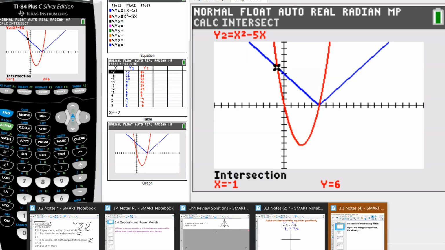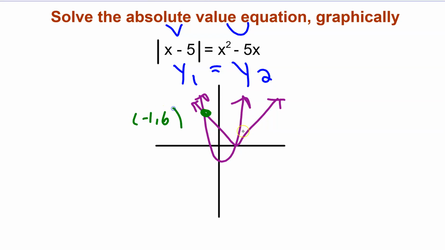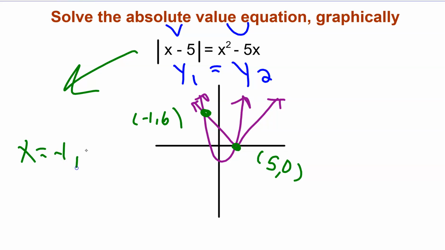So I'm going to go back to here and put these on here. And then that's going to loop down like that. I want it to be pretty good on my graph. It's not going to be perfect, but you should have it pretty decent. So this one right here is going to be negative 1, 6, and this one right here is going to be 5, 0. So I'm answering my question. X equals negative 1, comma 5. That's my final answer.